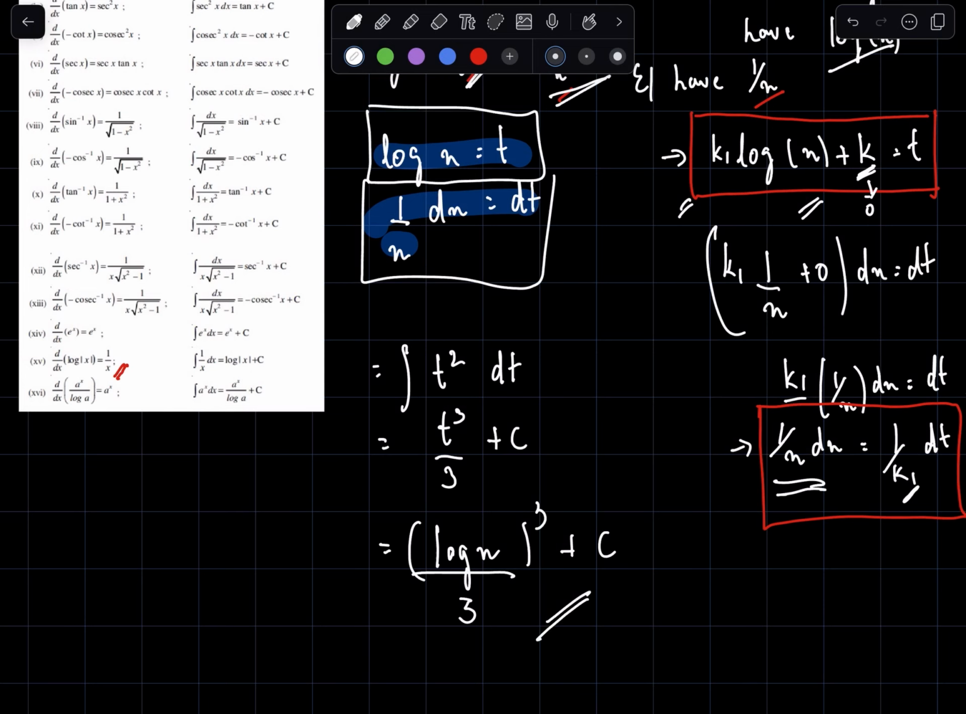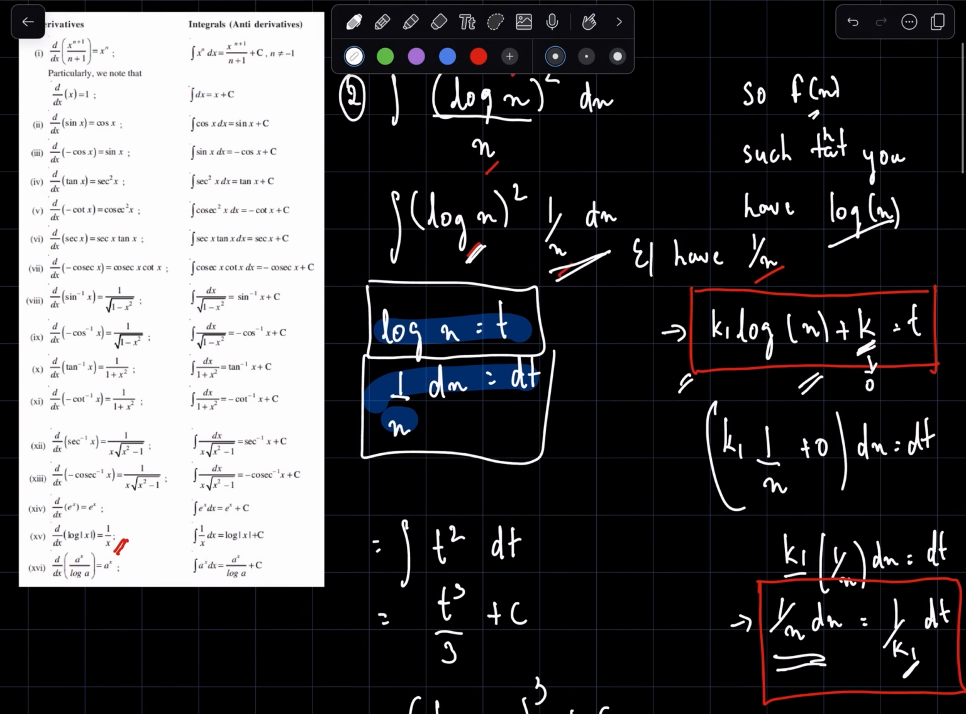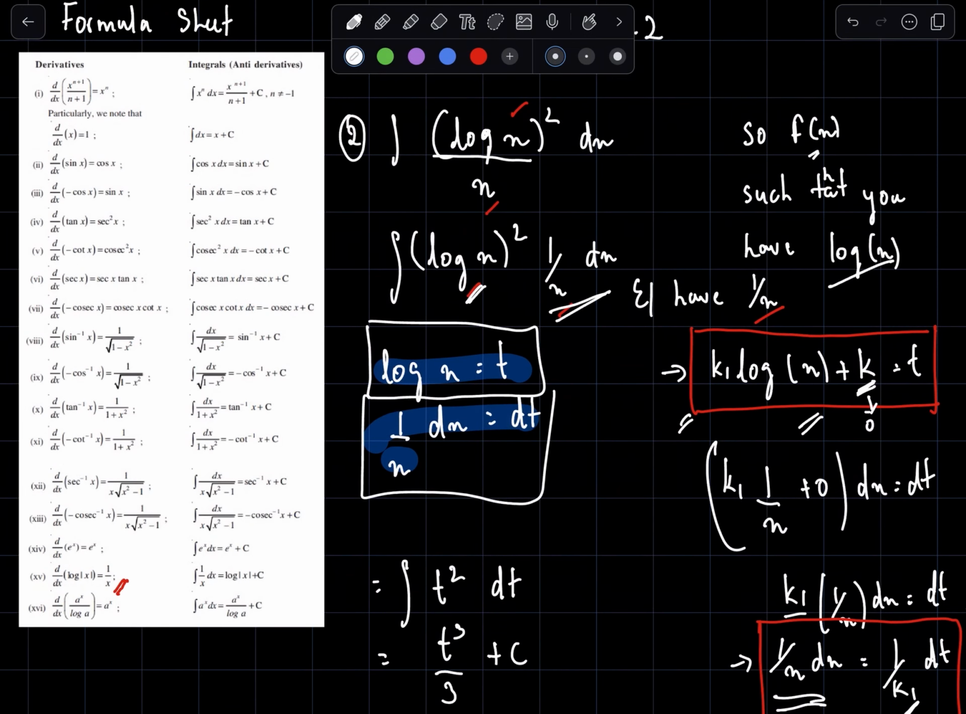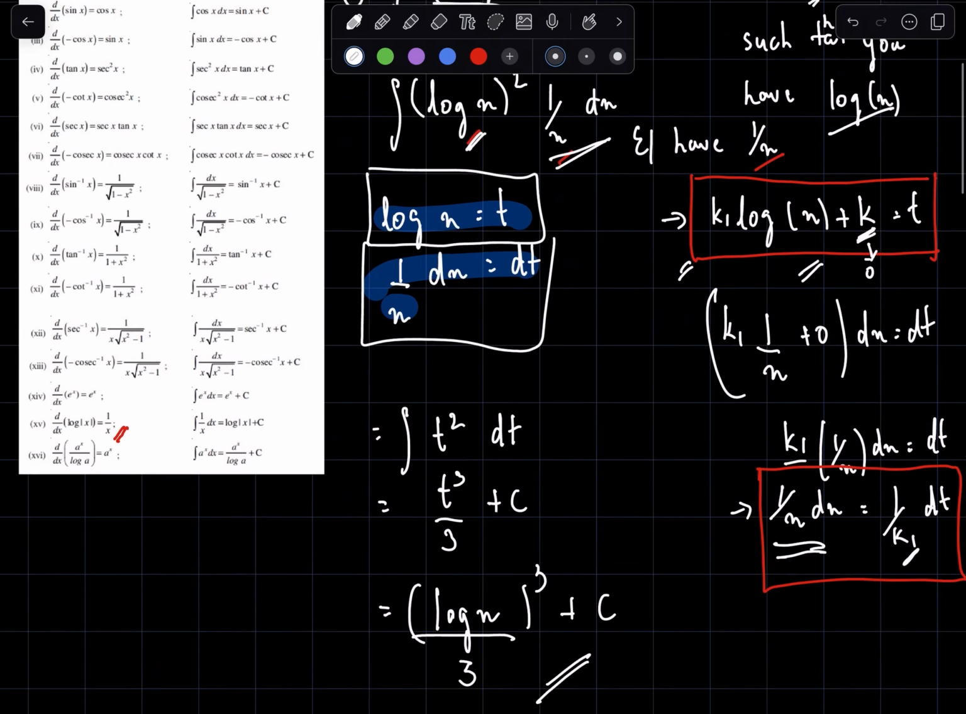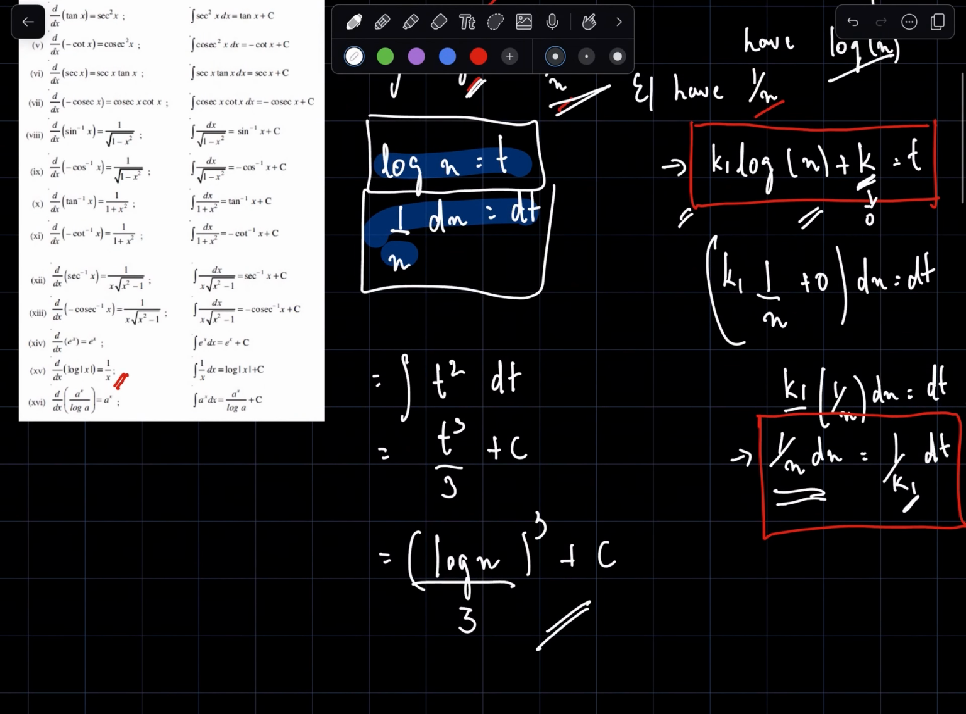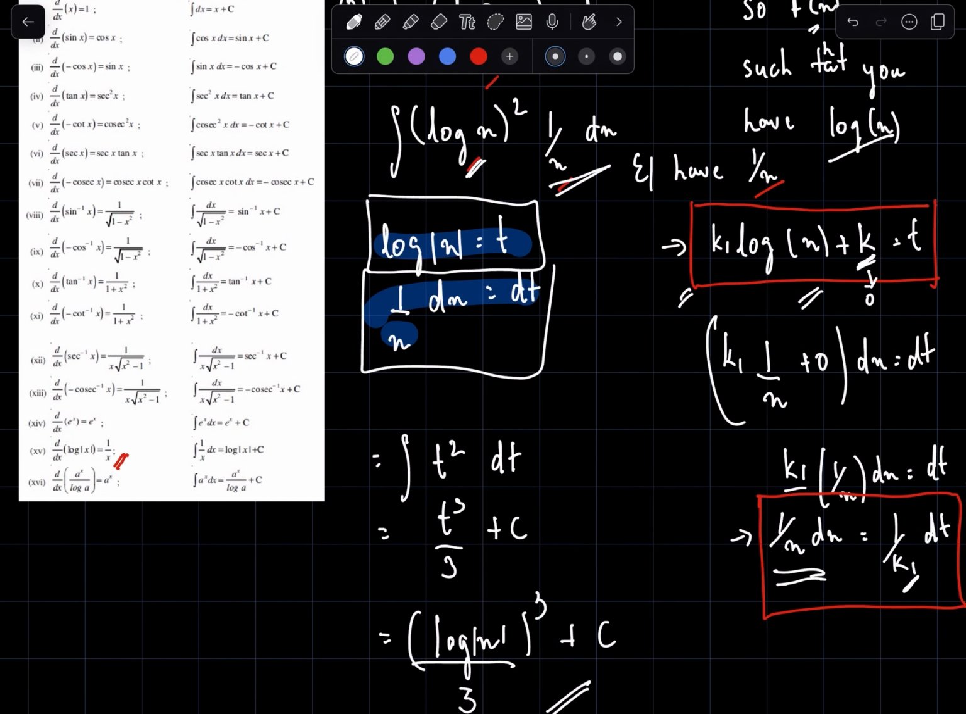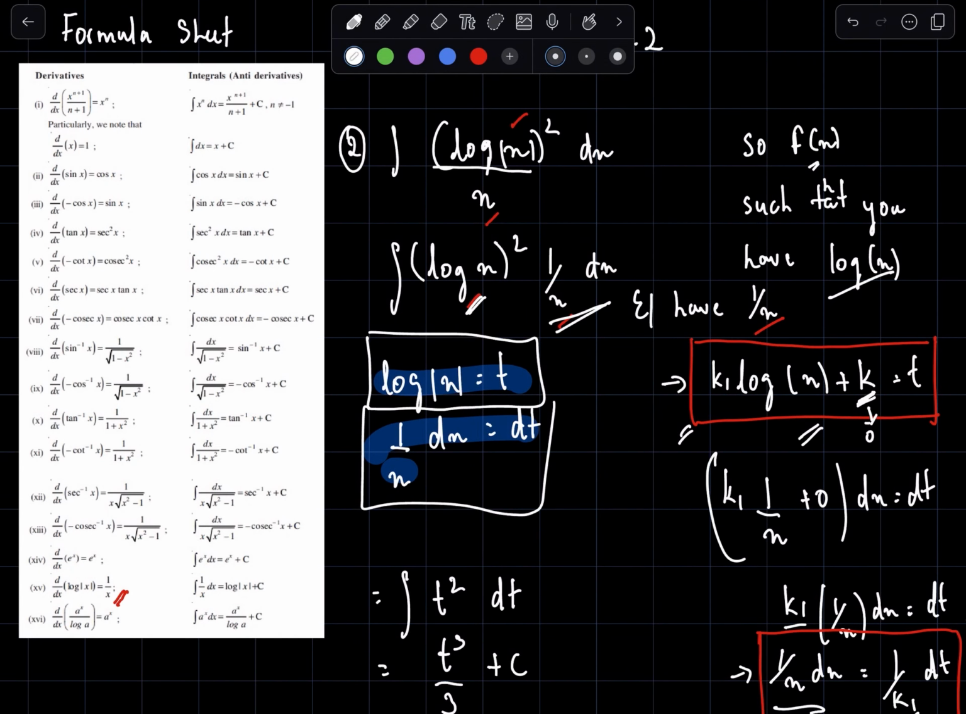Correct? So let's confirm this. So this is question number 2. Let's see the answer, whether we are right or wrong. Okay, so yes, we're right. We're absolutely right. Correct? And obviously this is the absolute value of x, but it's up to you. Doesn't matter, whatever it is, put the absolute sign.